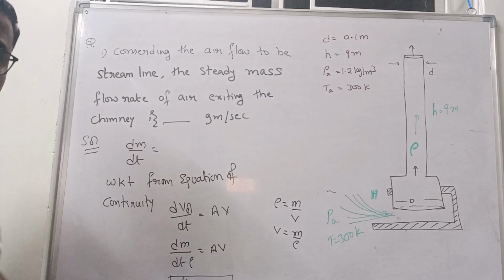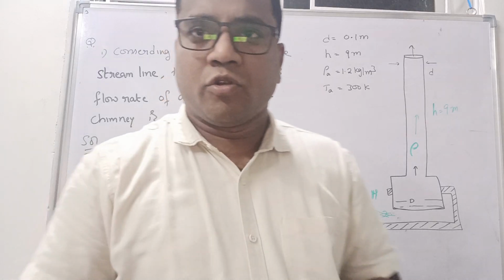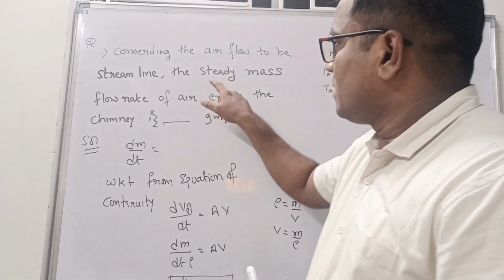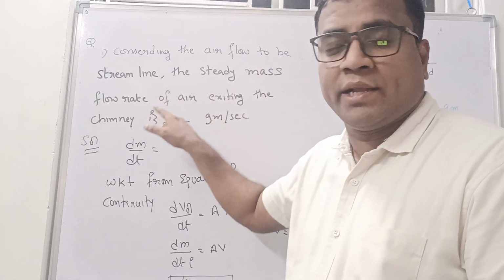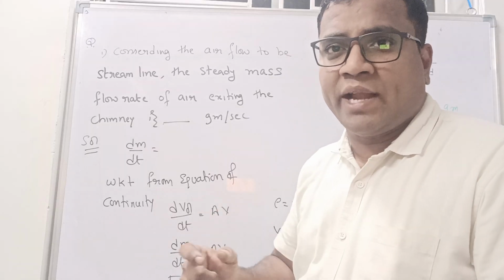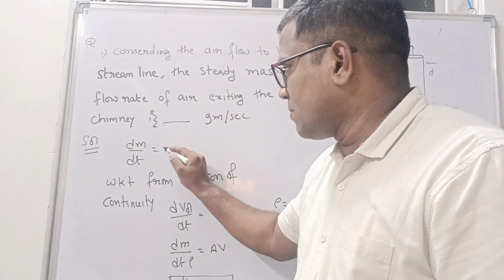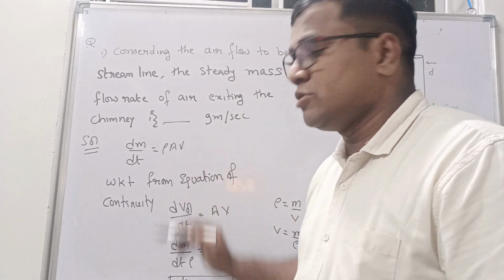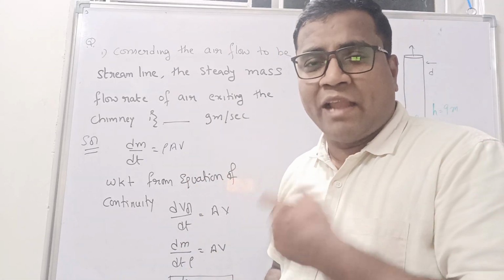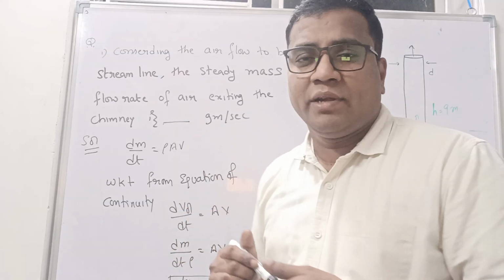What is dm by dt? dm by dt is equal to rho AV. So he is asking for the steady mass flow rate. The steady mass flow rate is nothing but rho AV. So these values you have to calculate and find out dm by dt.